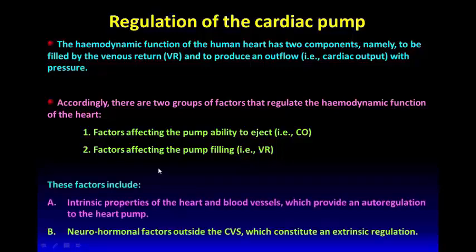These factors could be intrinsic properties of the heart and blood vessels, and this provides autoregulation of the heart pump. Or the factors which regulate the cardiac output and venous return could be extrinsic to the heart in the form of neural and hormonal factors. And these factors which are extrinsic to the cardiovascular system constitute an extrinsic regulation of the cardiac pump.